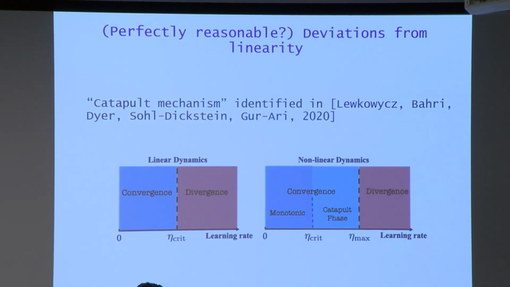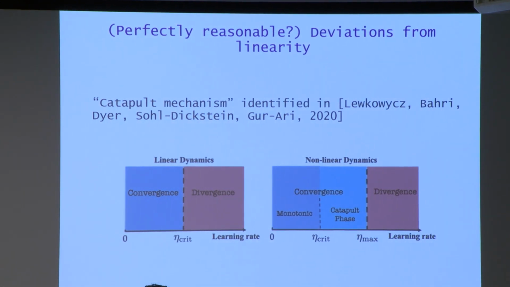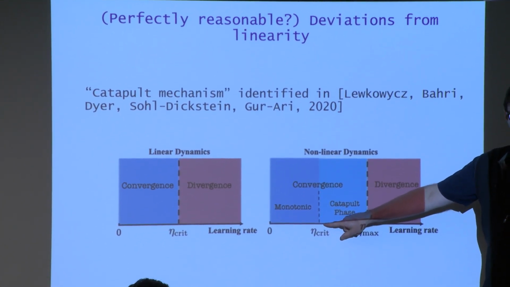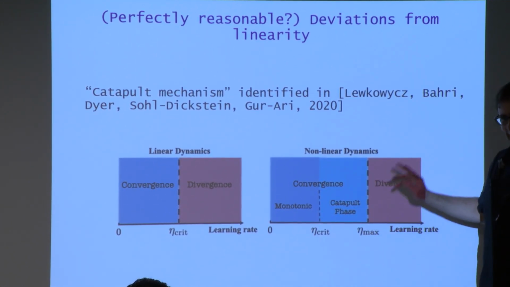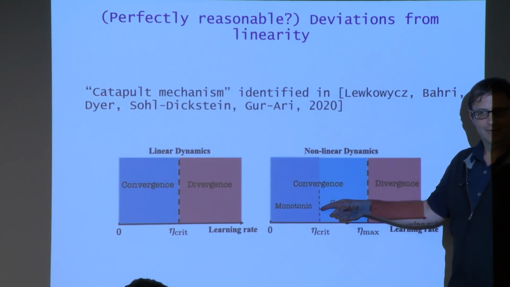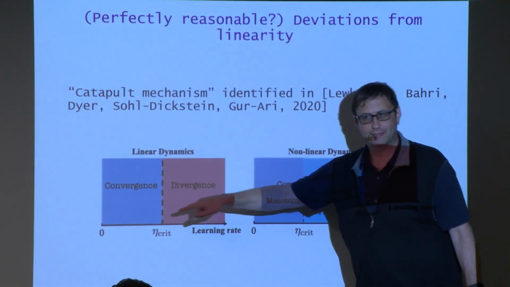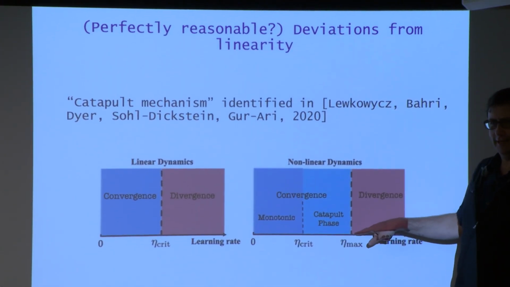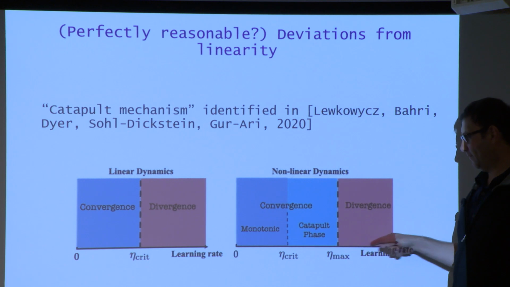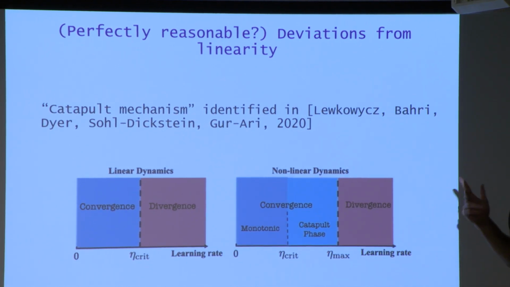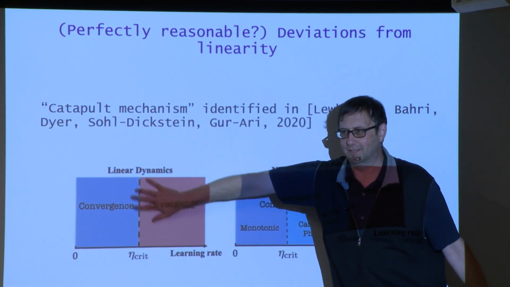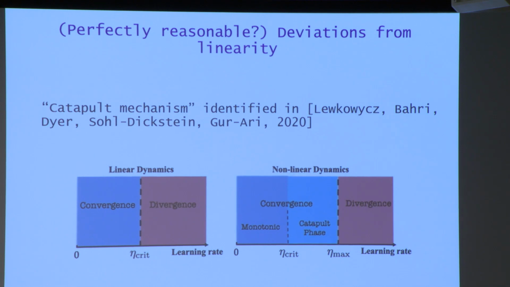But here is what happens with this catapult phase. You have two values. You have this critical value, which is the same as before, but you have some other maximum value. You have monotonic convergence below the critical value, the same as before. You have non-monotonic convergence between the two values, so your loss function first shoots up and then comes down. And you have divergence above the larger value. So you have three regimes. A system which shows this cannot be linear, because it has some sort of extra phase.